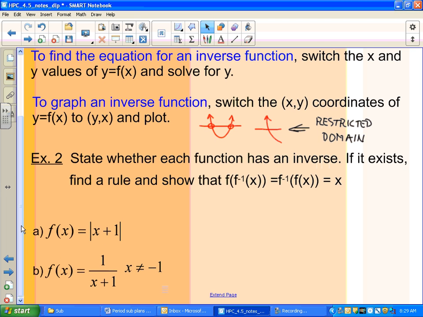All right, in this book, this text uses the word rule. It says find a rule. And rule just means we're looking for the equation. We're looking for the equation of the inverse function.